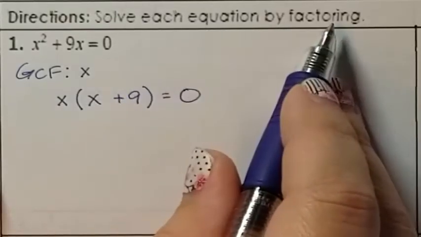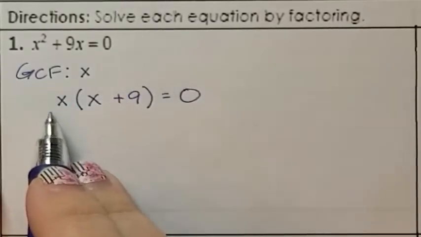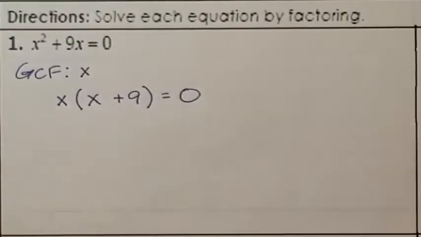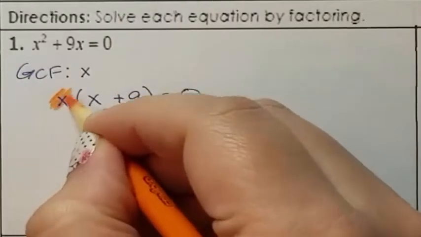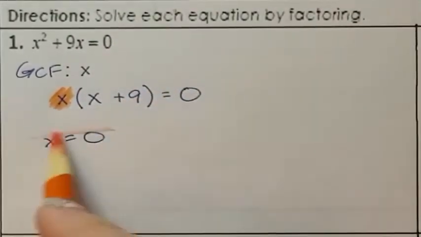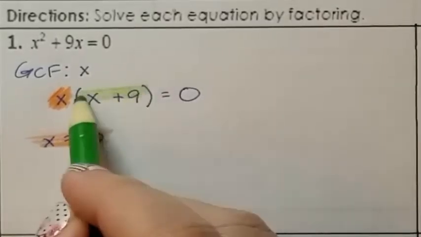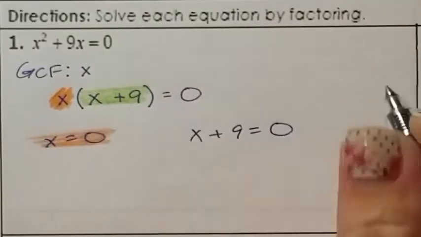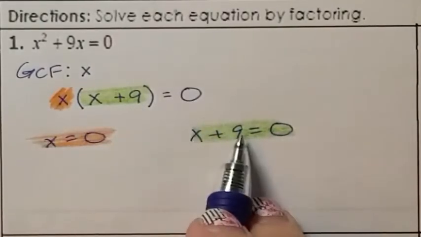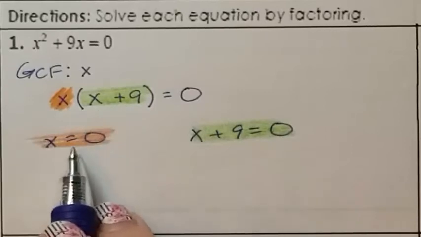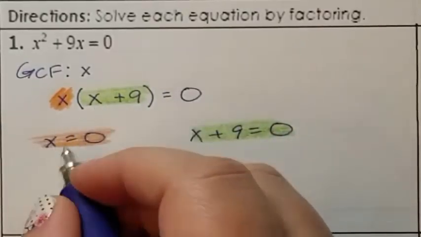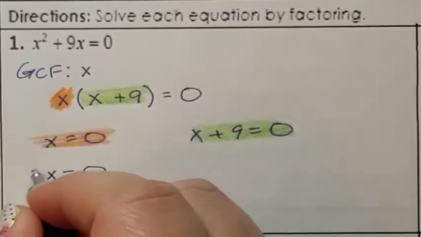We need to solve by factoring. So either this product is the 0 or this product is the 0. Either this factor is the 0 and I have x equals 0, or this factor is the 0. One of these factors or both of these factors are 0. So we need to solve for x to figure out what variables would have made this product 0. This one's already solved for, so we know that x could be 0.